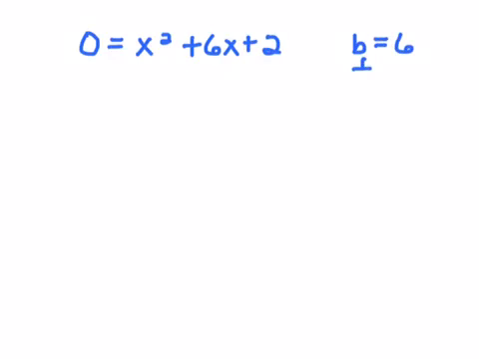Now let's do one, and I'll explain after I finish it why we are doing this step. Let's do 0 is equal to x squared plus 6x plus 2. b is 6. Half of b is 3. Half of b squared is 9.